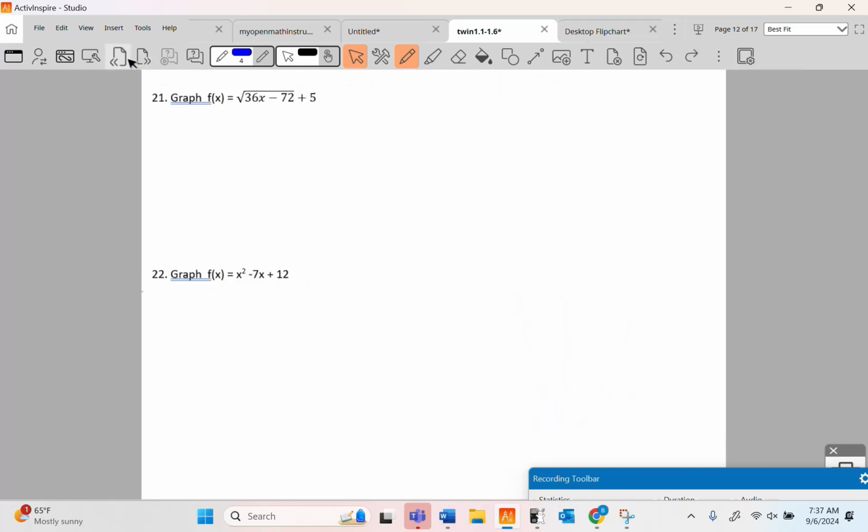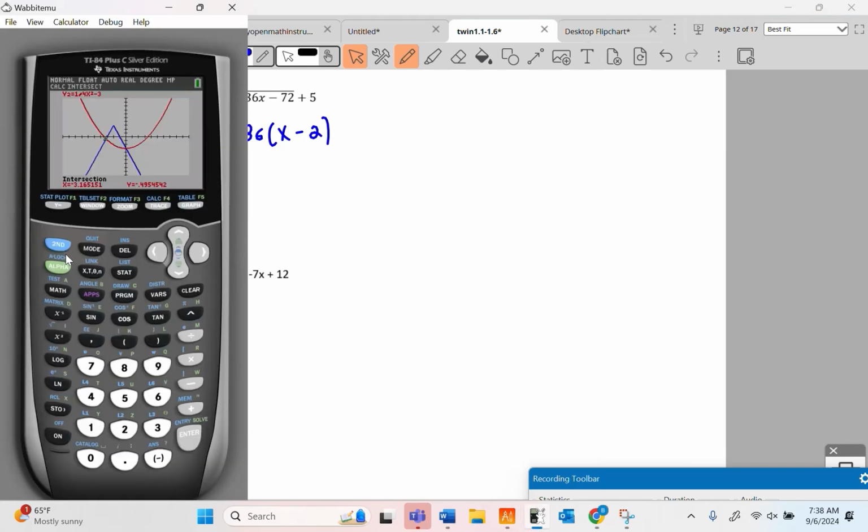2 to go. Man, I've been at this all morning. Graph this guy. This was bad on the last quiz. I know that 36 and 72 are both divisible by 36. If I factor 36 from 36x, there's x. If I factor it from 72, there's a 2. You know, just push buttons, kids. Some of y'all. God love you.